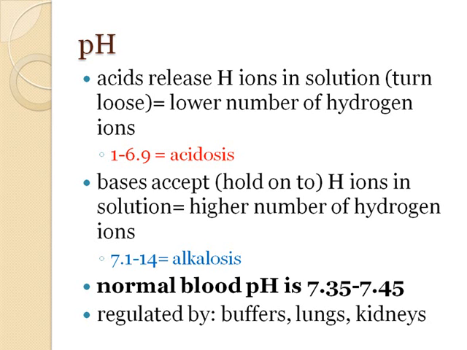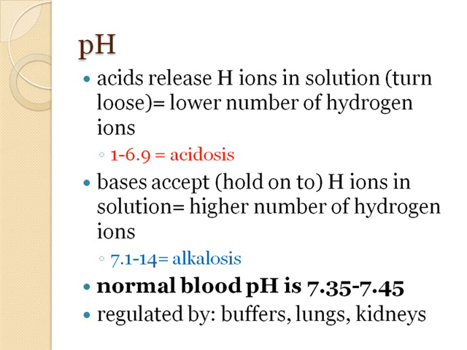Some things you need to keep in mind when learning about acid-base, because this can get complicated. Acids release hydrogen ions into a solution, so they let go of them. Therefore, acids have a lower number of hydrogen ions. So when you're thinking about something that is acidic, or something that has a pH of 1 to 6.9, which we call acidosis, it's because they've released those hydrogen ions, or they let go of them.